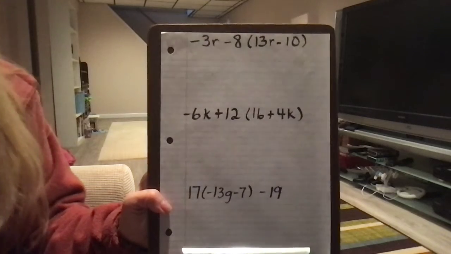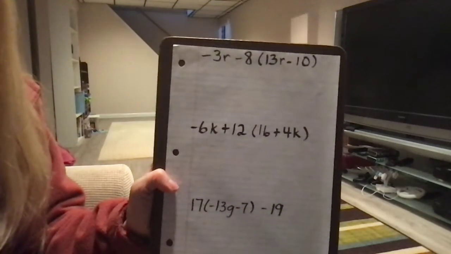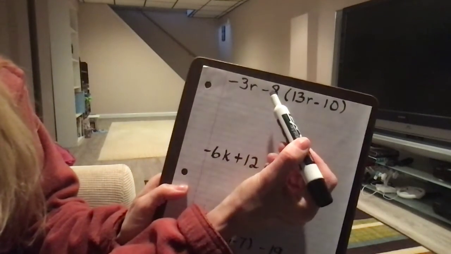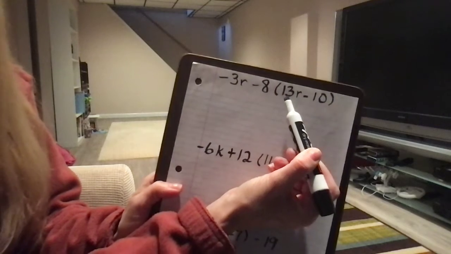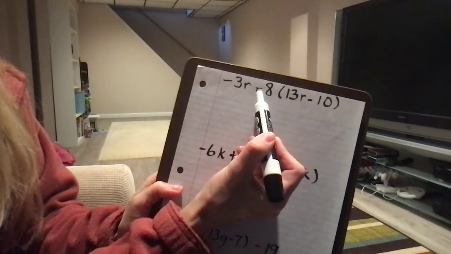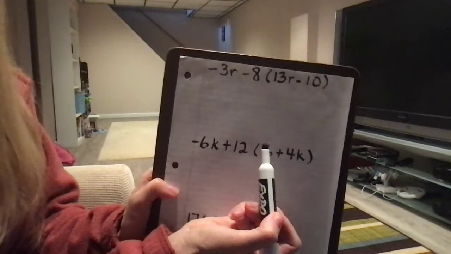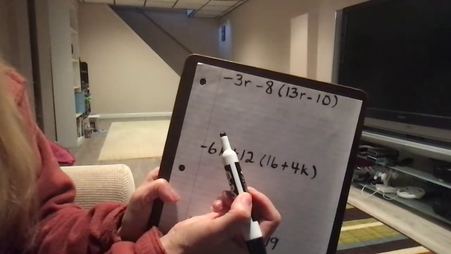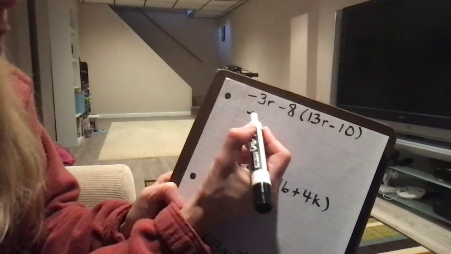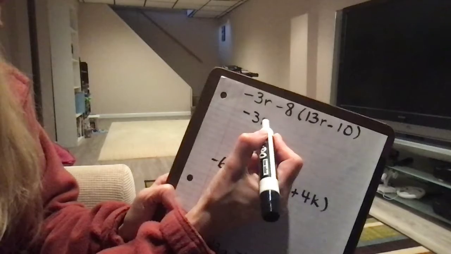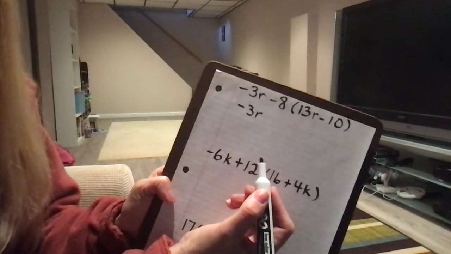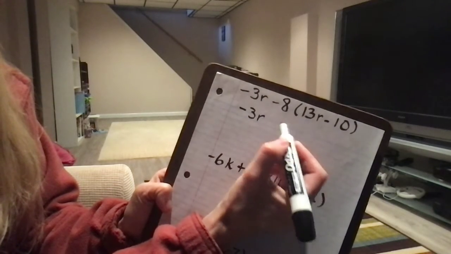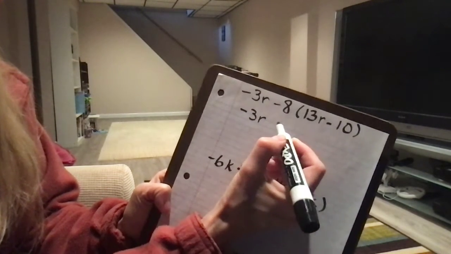Okay, so when you copy down your steps for multi-step problems, you wrote that the first thing you're going to do is distribute. What you're going to distribute right away is -8 times 13r, and then you're also going to distribute your -8 times your -10. You go right to the parentheses, and you don't need to do anything with that -3r except bring it right down. So your first step is you bring down your -3r, then you distribute -8 times +13. A negative times a positive is negative, and that's a +13r.